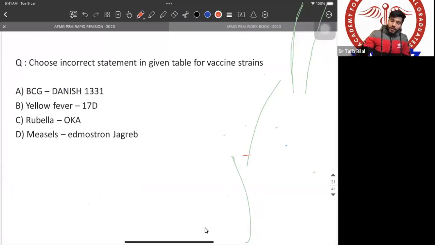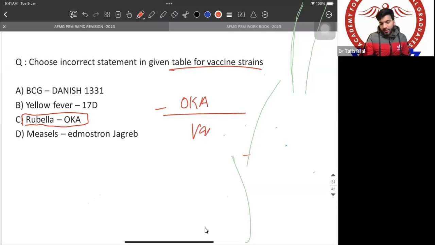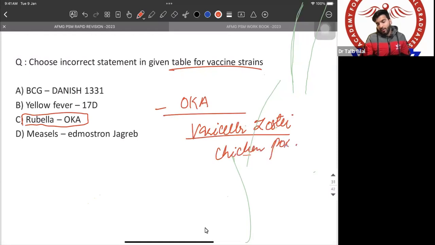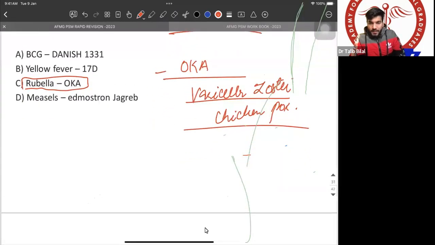Which of the following is the correct statement in the given table for the vaccine strains? What will be the incorrect statement here? Rubella, that is Oka? Oka is for varicella zoster, or chickenpox. In the small age we call it chickenpox, but it stays inside and then comes out in adult form, we call it shingles or varicella zoster.